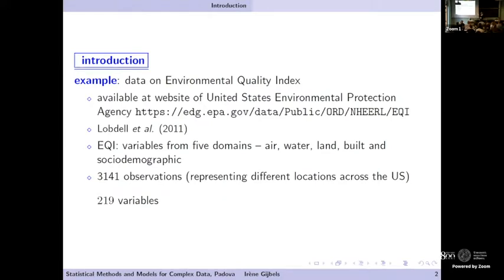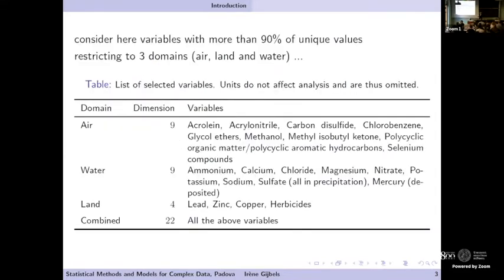I will restrict to variables in 3 domains here, and also to variables which do not have too many ties in the observations. This means that in the examples I will show, I will consider 9 variables out of the air domain. They're listed here, but don't start reading them. Water, also 9 variables. Land, 4 variables. And if you combine them, there are 22 variables.